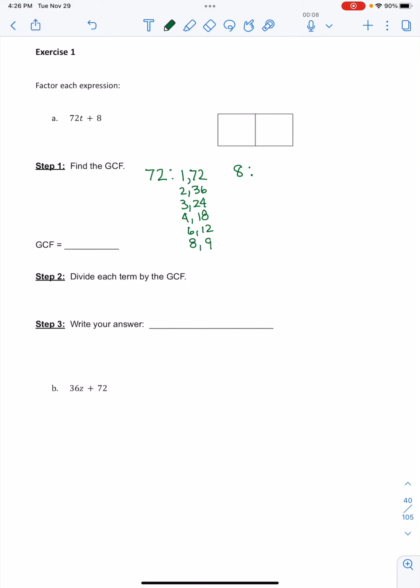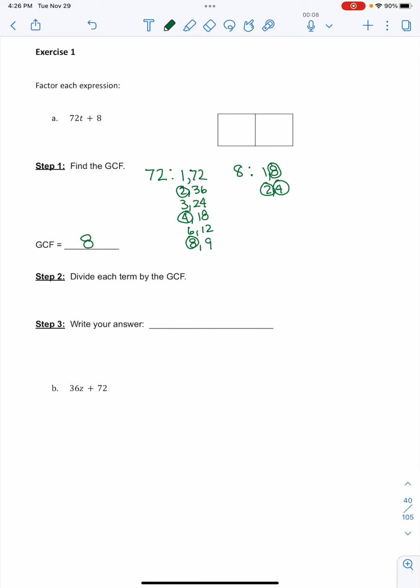For 8, I have 1 and 8, 2 and 4. So my common factors here are 2, 4, and also 8. So my greatest common factor, the largest number that I have in common with both of those, is 8.